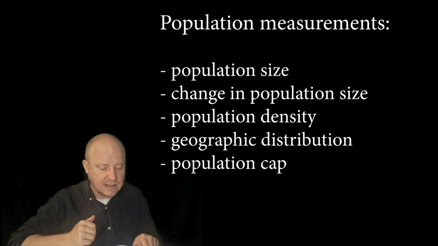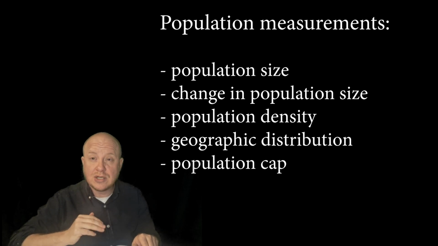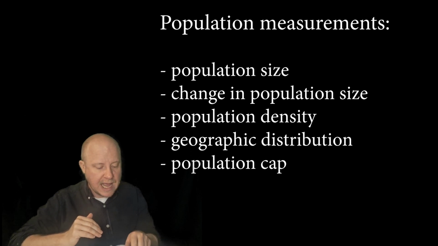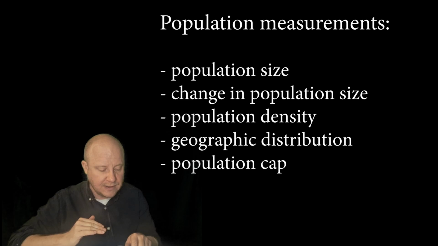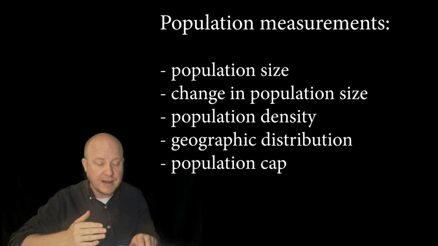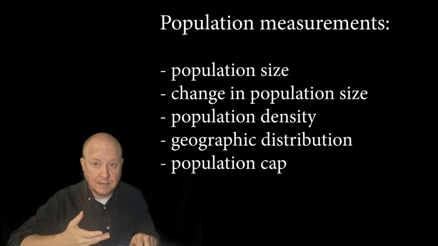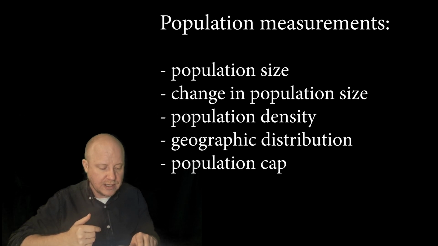We will see that estimating the size of a population is not an easy task. Other characteristics that can be used to describe a population are population density, its geographical distribution, and the maximum number of individuals that can be supported by the resources available. Once we understand a population, we can start to look at how it interacts with its environment and other species.